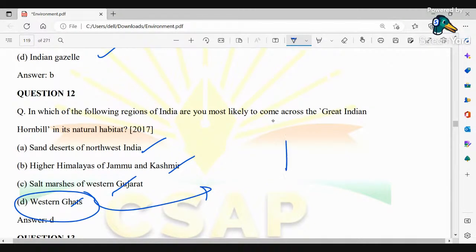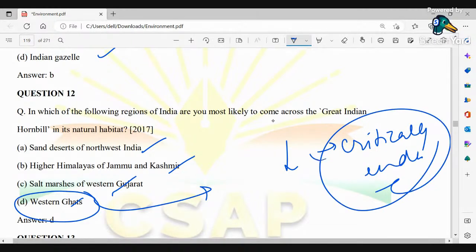This great Indian hornbill is basically under the critically endangered category because of its mass extinction. Therefore, this species is very much threatened because its habitat is getting lost. And therefore we are preserving it under Schedule 1 of the Wildlife Protection Act of 1972. Okay, so this is all with respect to today.